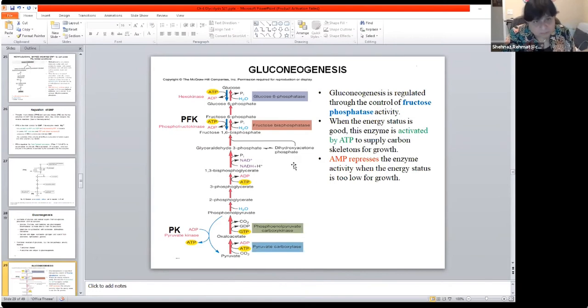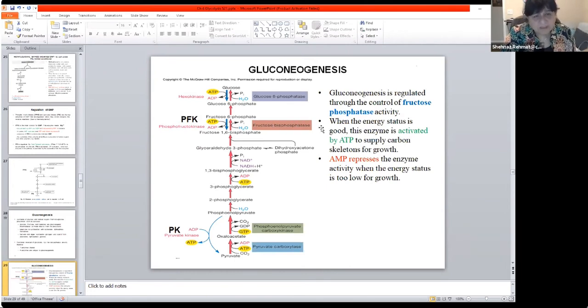So now we'll see how gluconeogenesis is regulated. This is actually through the control of fructose bisphosphatase activity. So where is that fructose bisphosphatase enzyme? Here is the fructose bisphosphatase enzyme. The one that is almost parallel to the PFK in your glycolysis, this reversal enzyme is the controlling enzyme here. Now this enzyme looks at the energy status in the cell.